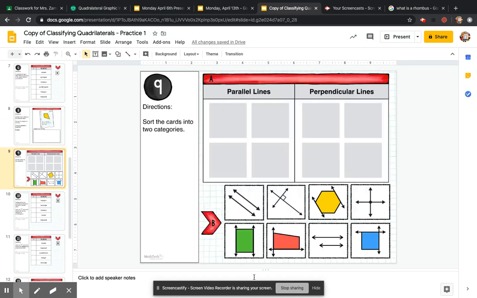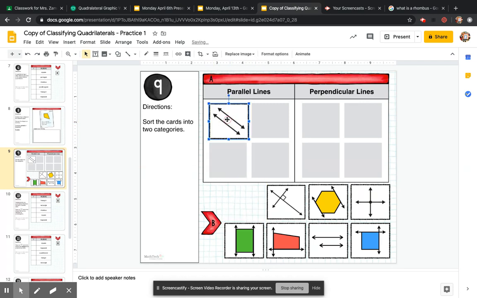All right, this one, we didn't talk about perpendicular lines, so this is going to be something new today. But we know a lot about parallel lines. Parallel lines are two lines that are opposite from each other that can go on and on and on forever and will never cross. These lines will never cross. They are parallel.